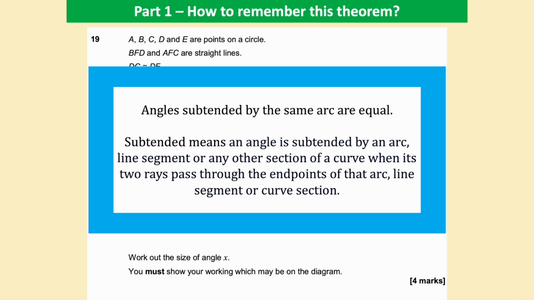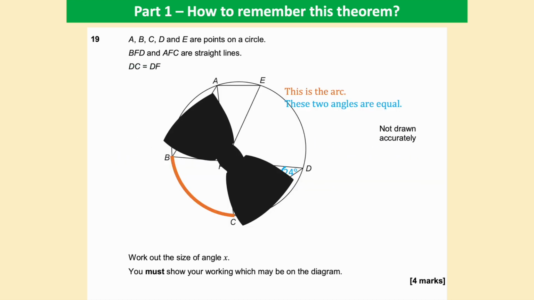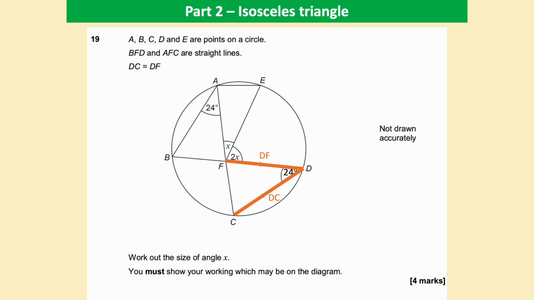Now, the next step is to recognise that the triangle FDC is an isosceles triangle, and therefore sides DC and DF are the same length. As you are told in the question, DF equals DC, so the same length, so it's an isosceles triangle. And because it's an isosceles triangle, angles DFC and DCF will be equal.